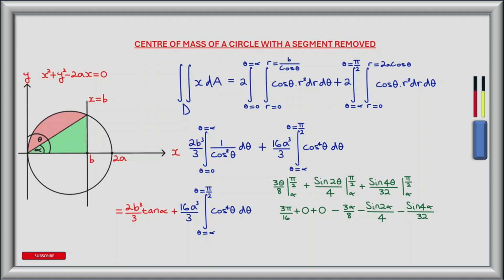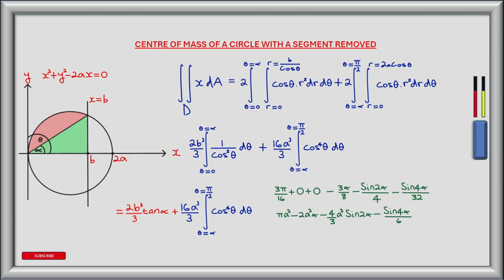So now if we start by substituting pi by 2 in for theta, we get 3 pi divided by 16. And if we substitute pi by 2 into sine 2 theta, we get sine of pi, which is 0. And similarly, where we have sine 4 theta and we substitute in pi by 2, we get sine 2 pi, which is also 0. And now subtracting what we get when we put in a value of theta equals alpha, we have minus 3 alpha divided by 8. And here we have minus sine 2 alpha over 4. And here we have minus sine 4 alpha over 32.